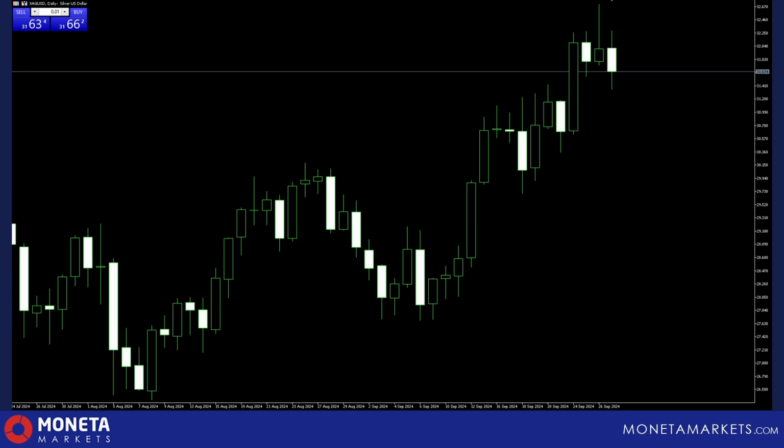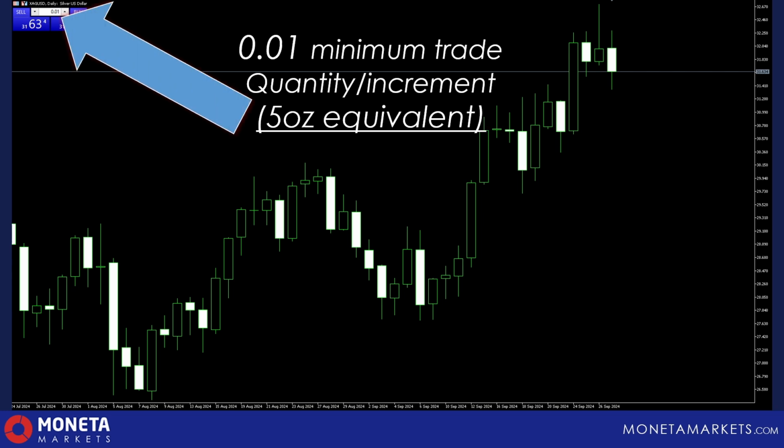So here in the MetaTrader platform, we can see, for example, that the price of silver versus US dollar is trading at $31.634 on the bid, that is. Now, the minimum trade size is 0.01, but the standard trade size is actually 5,000 ounces, or 5,000 times $31.634 in this case. So that means that if you took the minimum trade size, it's actually a 0.01 minimum trade or quantity size, which is actually equivalent to 5 ounces of silver, again priced in USD.